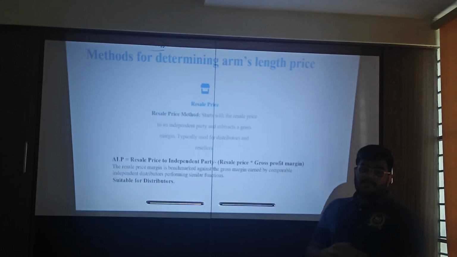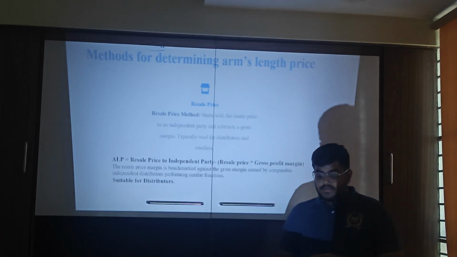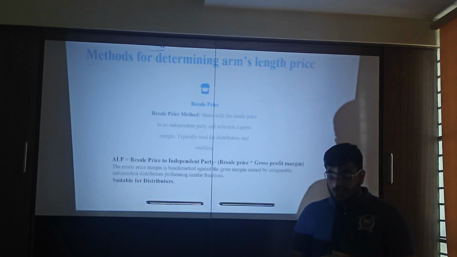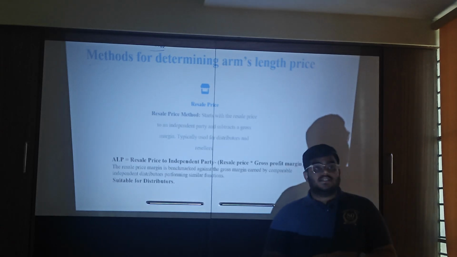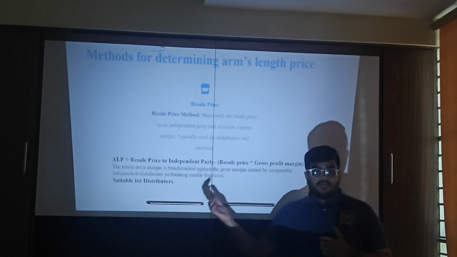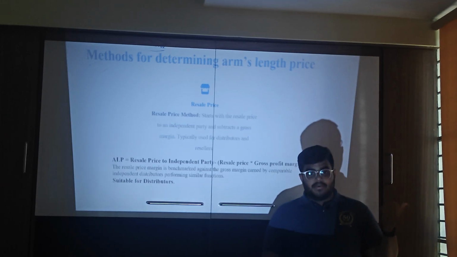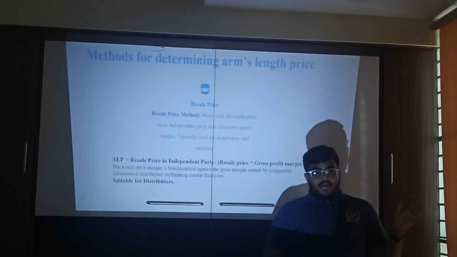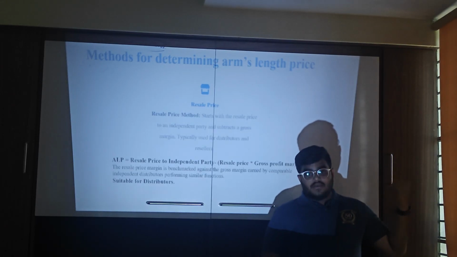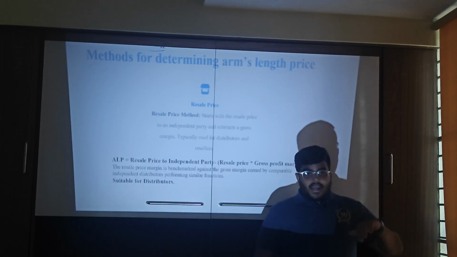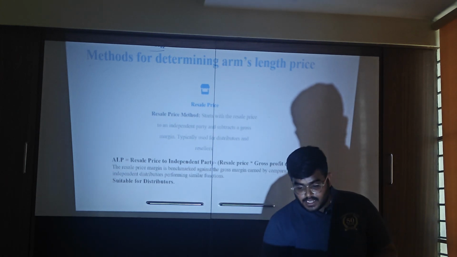Second one is the resale price method. It starts with the resale price to an independent party and subtracts a gross margin. Suppose I am procuring raw materials from an associated person and selling them to an independent buyer. Here the cost of production will not be determined on the purchase value, but the resale price minus the gross profit margin will be my cost of production. So the arm's length principle helps you.